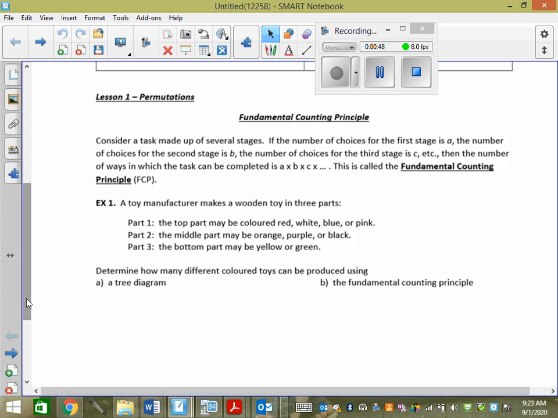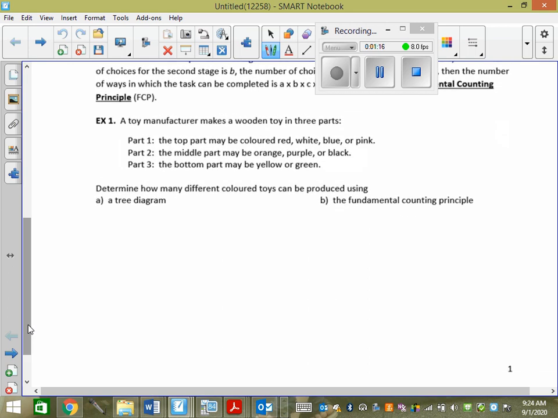So this is your lesson 1, fundamental counting principle. Consider a task made up of several stages. If the number of choices for the first stage is A, the number of choices for the second stage is B, and the number of choices for the third stage is C, etc., then the number of ways in which the task can be completed is A times B times C times however many more stages there are. It's called the fundamental counting principle. That's just a definition. We're going to go through an example.